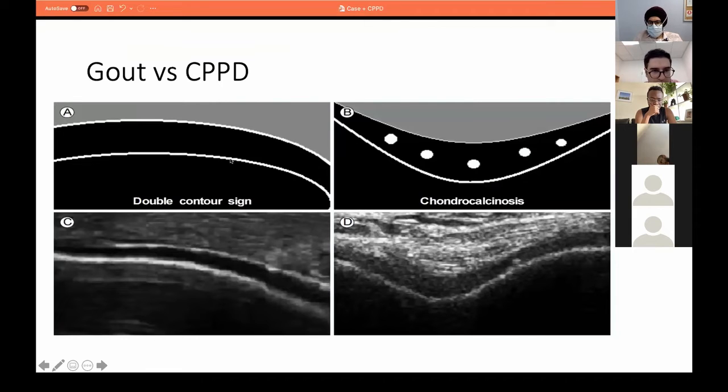So in gout, I think you might have heard already about the double contour sign, where you have this precipitation of crystals right outside the cartilage, which makes this double contour. You have one contour here, and then on the outside of the cartilage, you have another. So this makes it a double contour. In chondrocalcinosis, you have these calcium deposits that are not continuous, right? So here you have one. It's a little bit hard to tell from this image, not the best image, but there are some calcifications here and there. And here the calcification is right inside the cartilage, which is the distinguishing feature from gout.